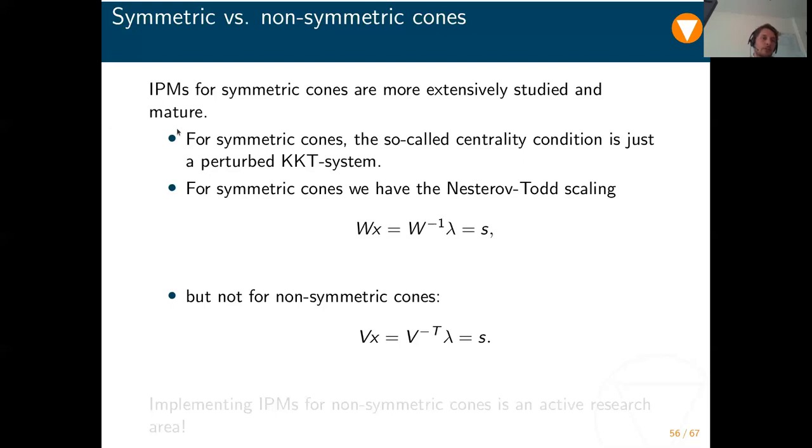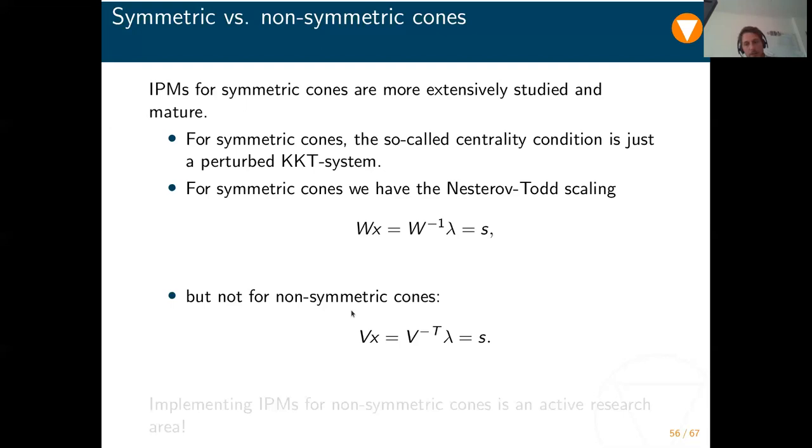So Nemirovski, for example, coined a series of algebraic manipulations you can do on symmetric cones as one of the few touching points of convex optimization and modern mathematics, because if you go through the theory, there are some really nice things you can do. For example, this reduction of the centrality condition to the KKT system is not something we currently know how to do for non-symmetric cones. I don't have a counterexample, but as far as I know, nobody knows how to do these nice transformations for non-symmetric cones. Also, for symmetric cones, something that works nicely in practice is the so-called Nesterov-Todd scaling, which does not extend to non-symmetric cones.